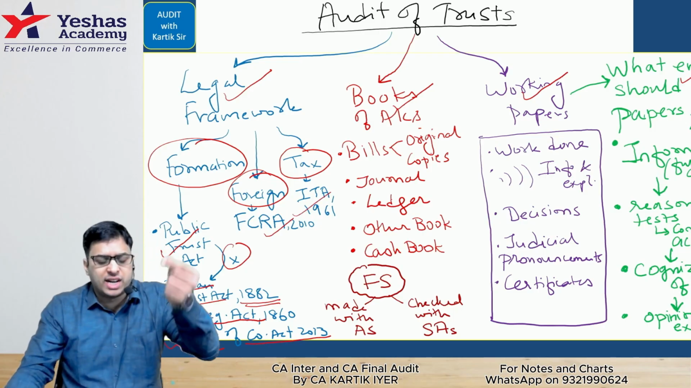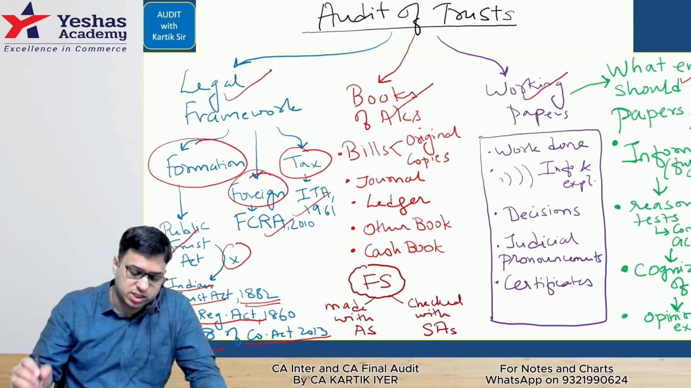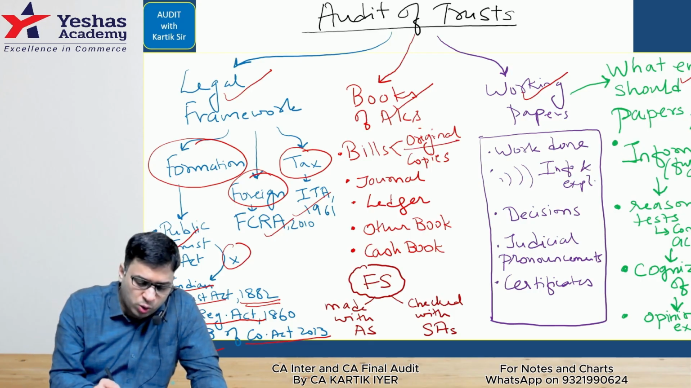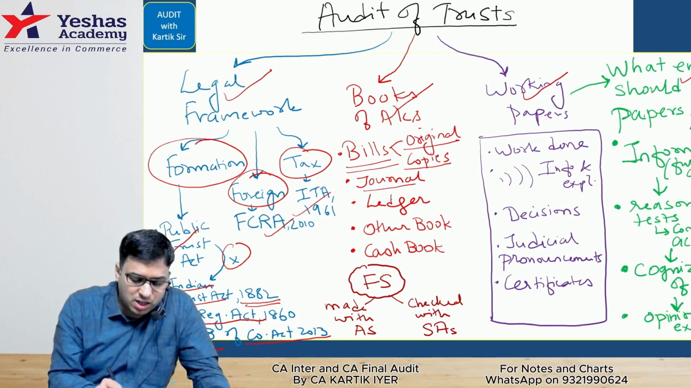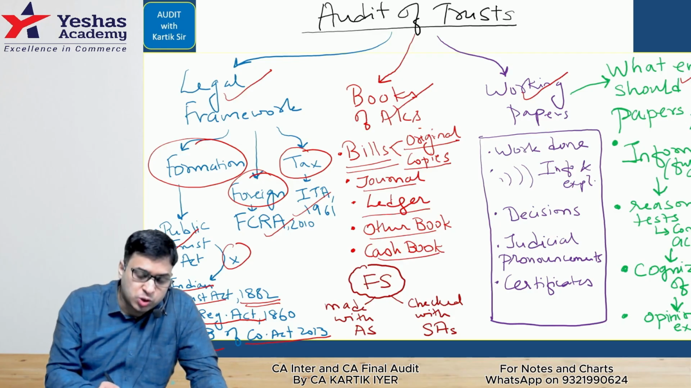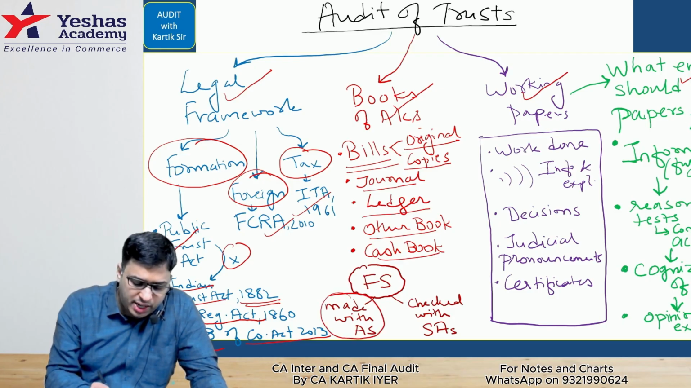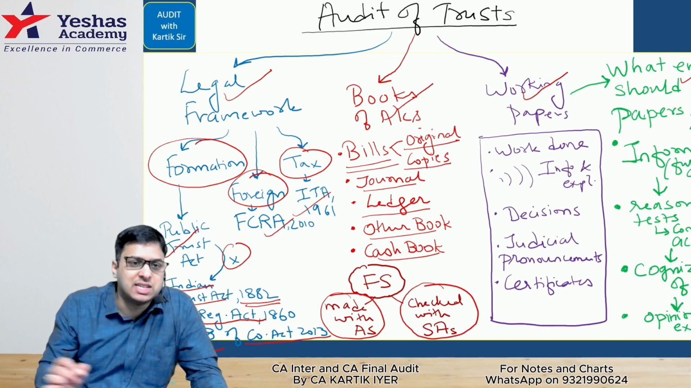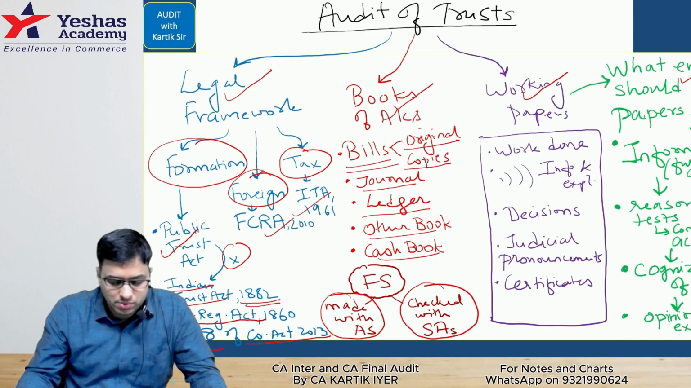Okay. What gets covered in the books of accounts of the trust? Let's start. First, we look at the original bills and the copies of bills. Then, very simple, we check the journal, ledger, other books, cash book. We check these areas. Financial statements should be made with AS in mind and checked by the auditor, keeping SAs in mind. Very simple, too easy.